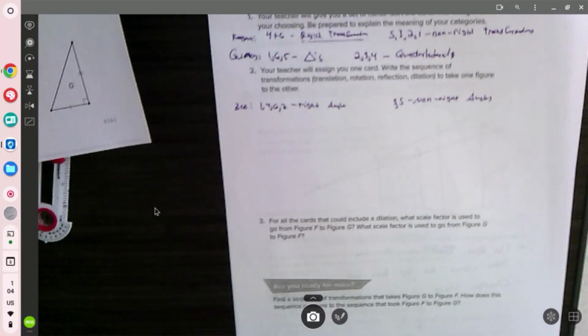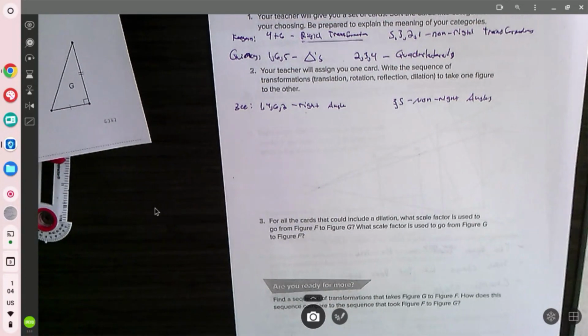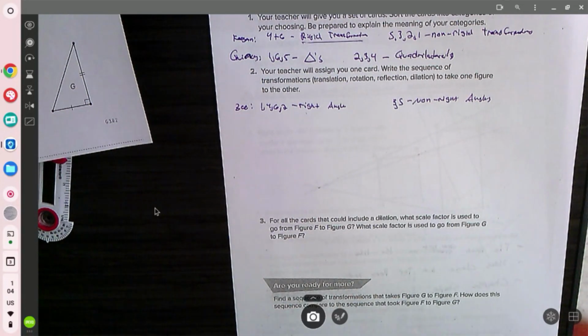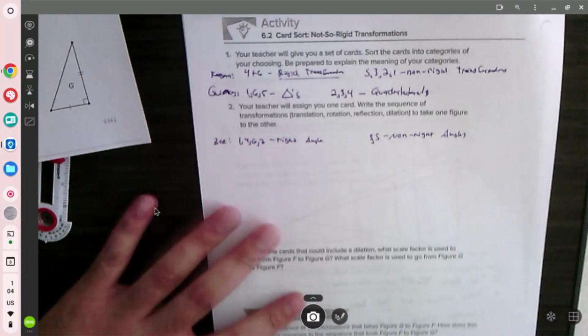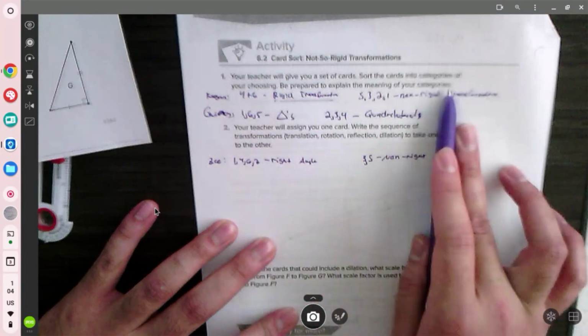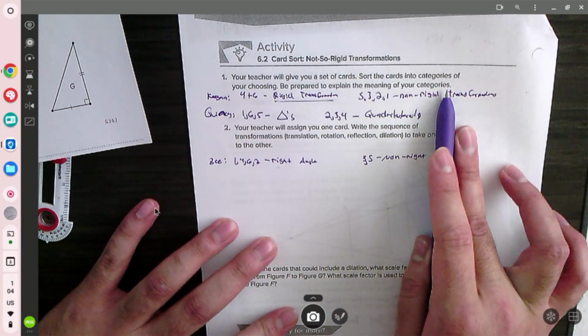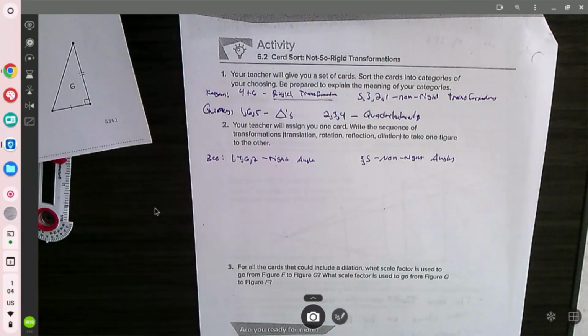Your way is probably still correct as well, right? There are many ways to separate them. Good job on seeing that we can put these into different categories. I really liked every single one of these. I think my favorite, though, would have to be the rigid transformation versus the non-rigid transformation, just because that is what this lesson is over.